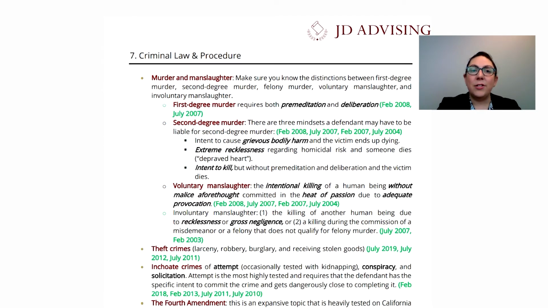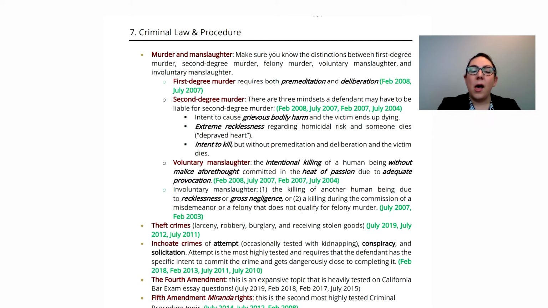Topic number 7 is crim law and crim pro. Oftentimes they test one or the other, either crim law or crim pro, but it's not unheard of to see a crossover question where sometimes they'll ask, for instance, was this person's constitutional rights protected, and did they commit the crime they were charged with? So you'd have to discuss both.